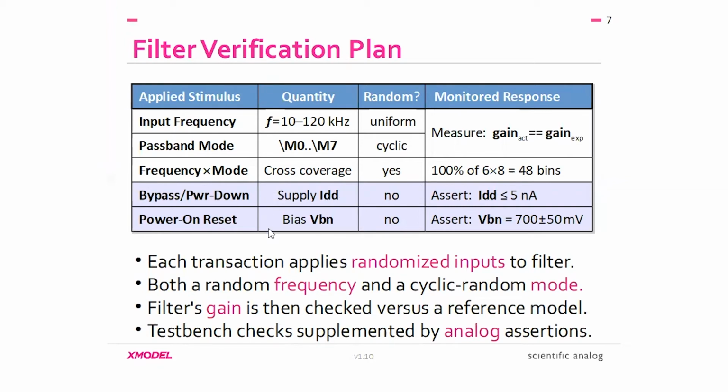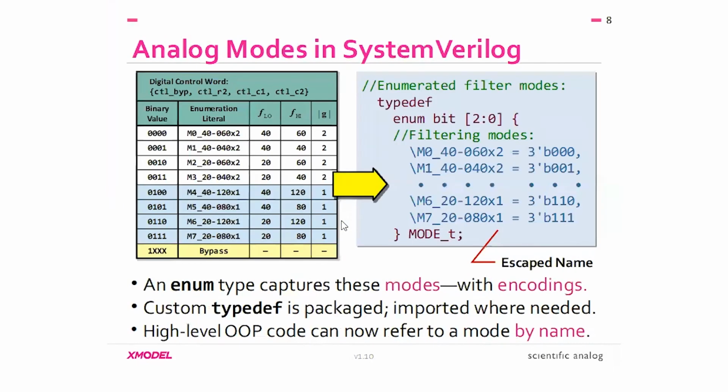In bypass power down mode, we can still get some checking done using analog assertions. We'll see 2 assertions. One asserts that the current during power down drops into the nanoampere range, the leakage range. Another assertion asserts that the bias voltage should recover and reach its nominal value of 700 millivolts plus or minus 50. We'll cover that in section 7.